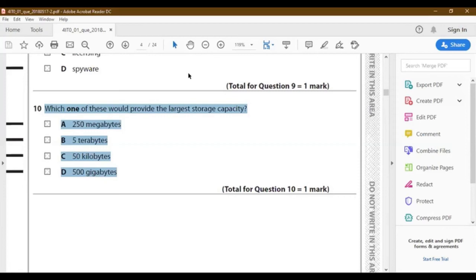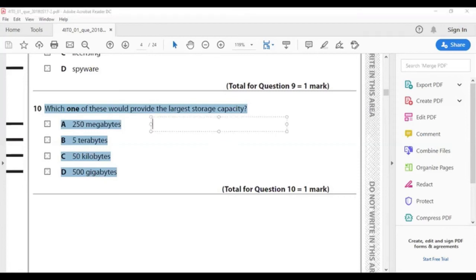The answer is C, 50 kilobytes. Hold on. So one byte equals 8 bits. 1 kilobyte, or in short 1 KB, equals 1,000 bytes. 1 megabyte equals 1,000 kilobytes.